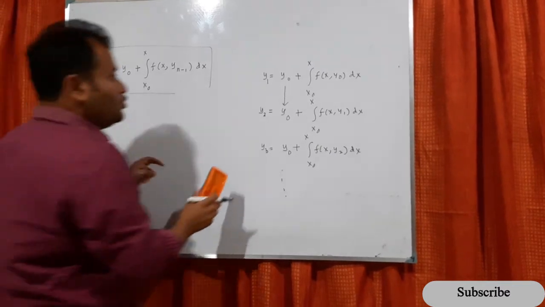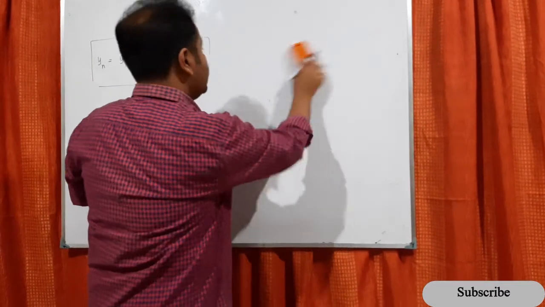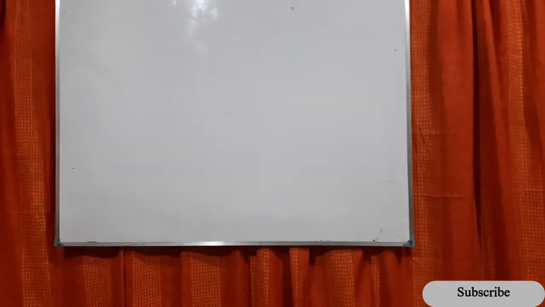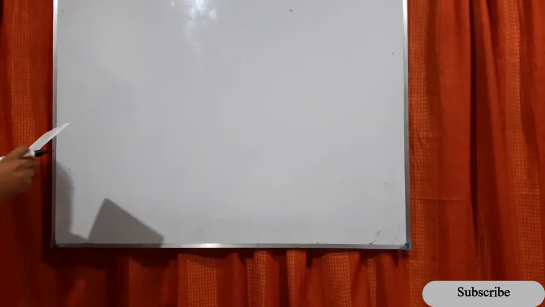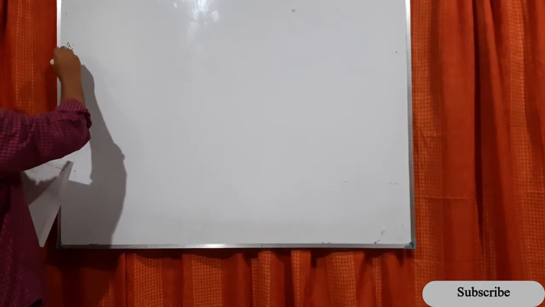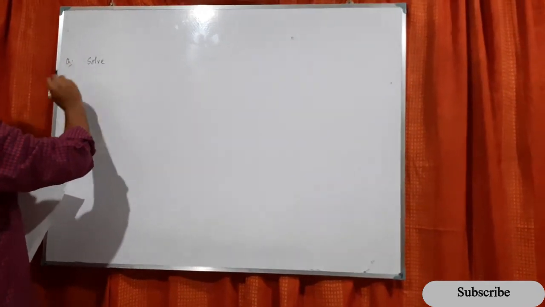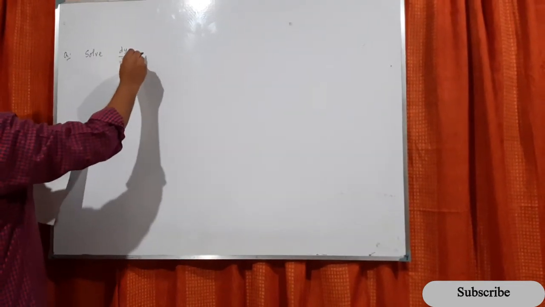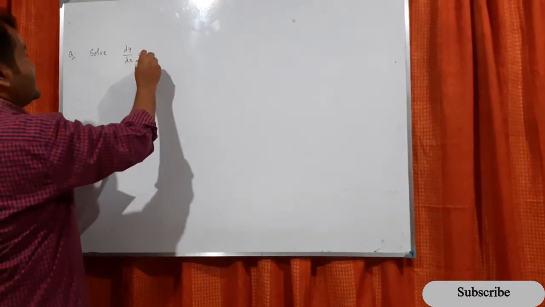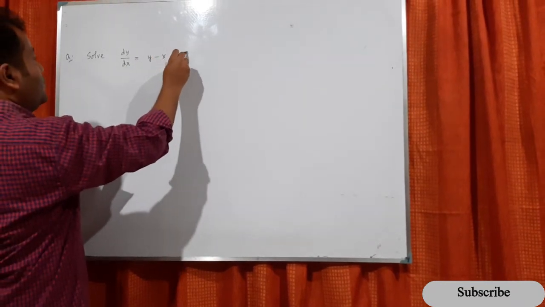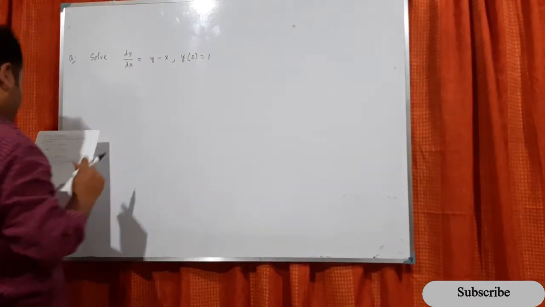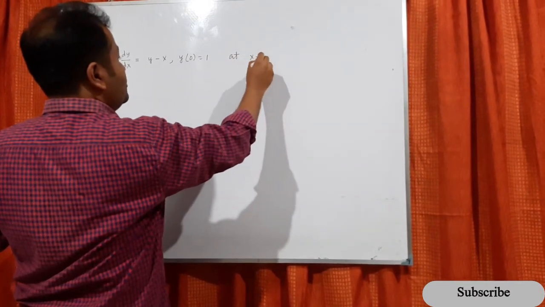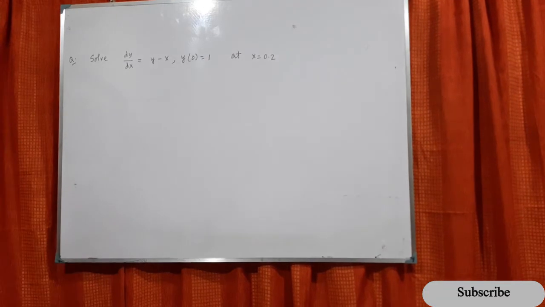Okay, let me do one problem, then you can understand properly. So let me just write a problem. Solve dy/dx equals y minus x, y of 0 equals 1, at x equals 0.2 using the Picard method.